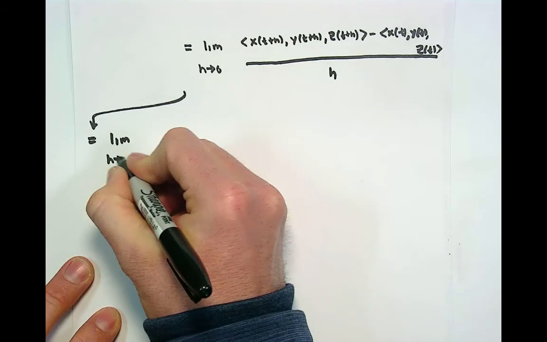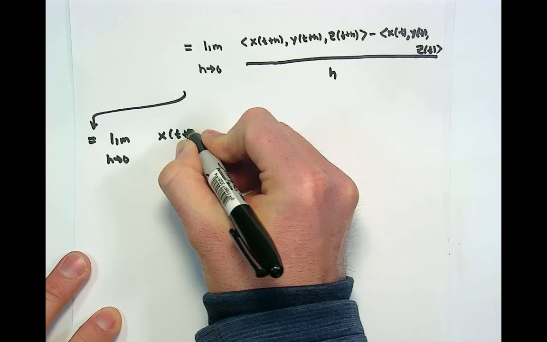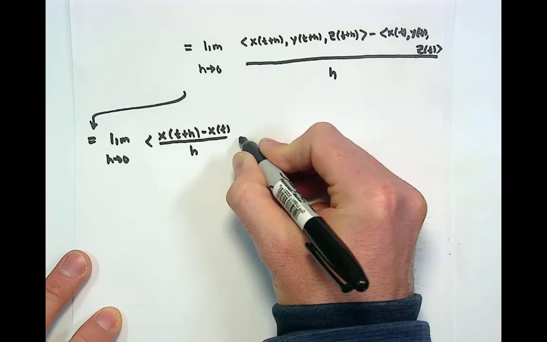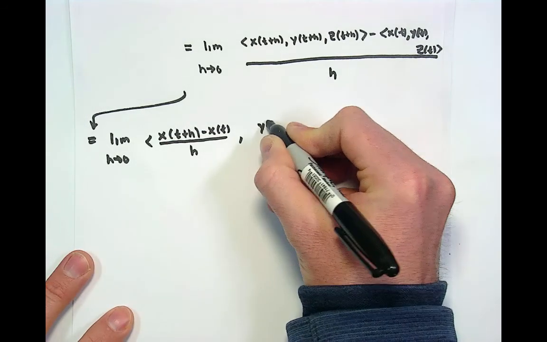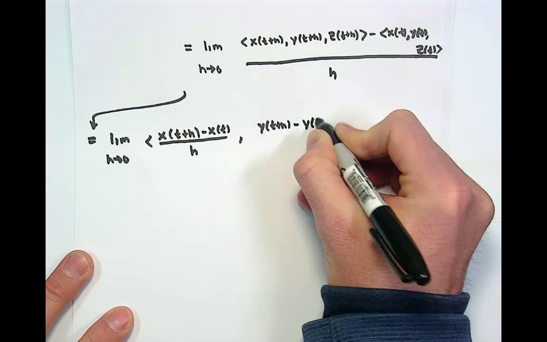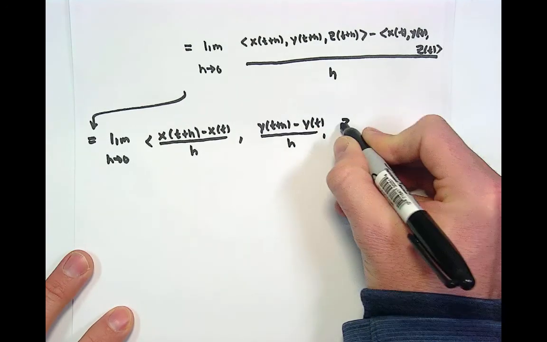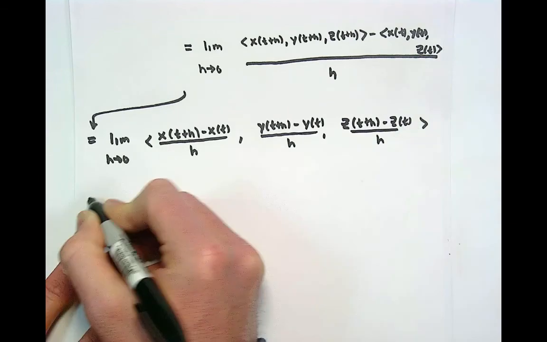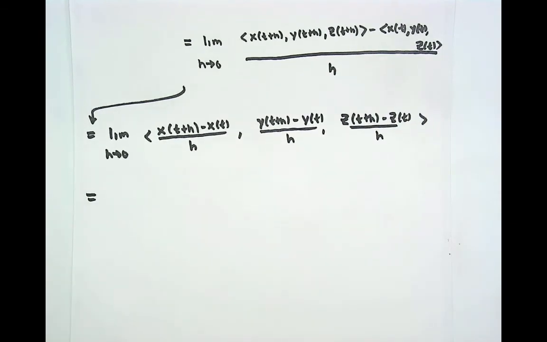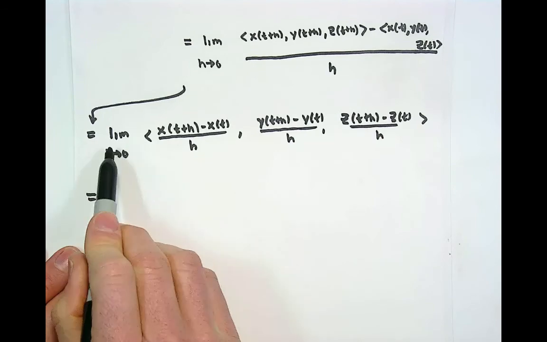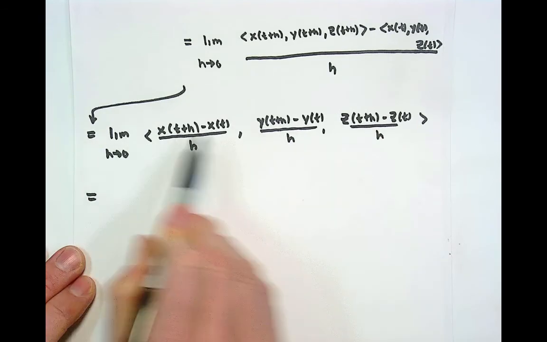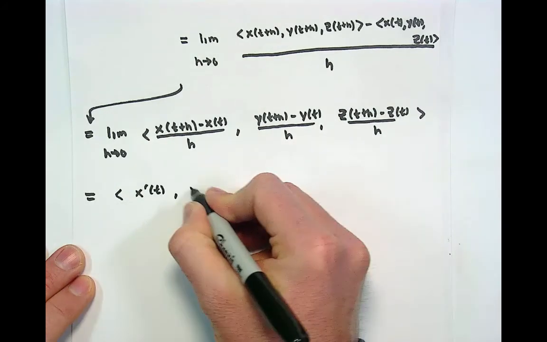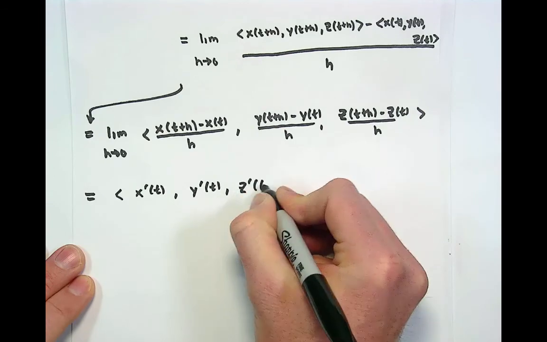Okay, so this would now be the limit as h goes to 0 of x of t plus h minus x of t divided by h. And then this is now y of t plus h minus y of t divided by h. And then finally, I've got z of t plus h minus z of t over h. And then this is where I hope that you are flabbergasted. Check this out. If I bring the limit in, do you see that this is the limit of this thing, the limit of this thing, and the limit of this thing? And do you see that indeed that is going to be x prime of t, y prime of t, z prime of t?